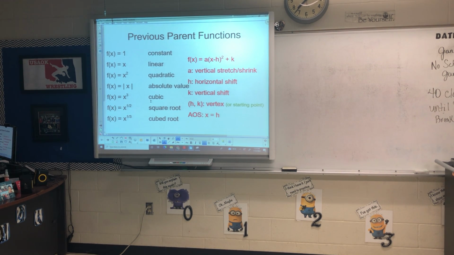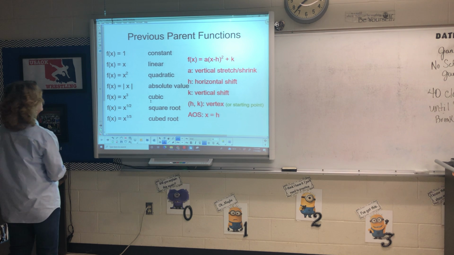Okay, so we will go ahead and get started. These are previous parent functions that we've done. We have our constant function. It could be f of x or it could be y, yes? I just put them all in function notation.